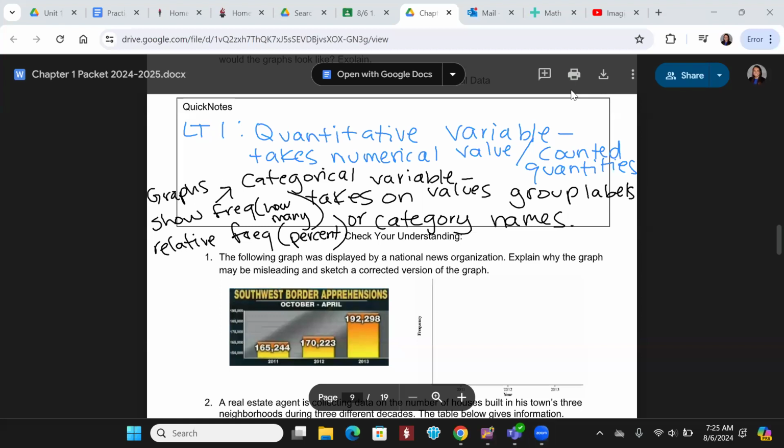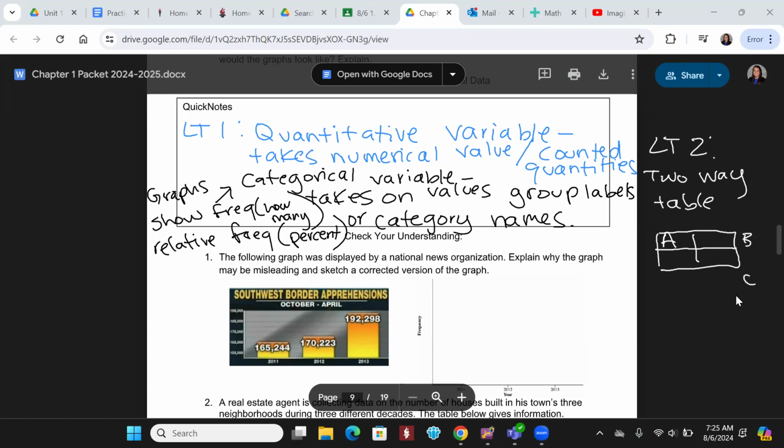All right, so then we had learning target number 2, and we talked about two-way tables. It was kind of like a little review from geometry. Oh, can't write two-way table. There we go. Two-way table. That was a review from geometry. So we had that little chart. There's definitely more than just a 2x2. We had something up here. We had the total on the outside. We had the total at the end.